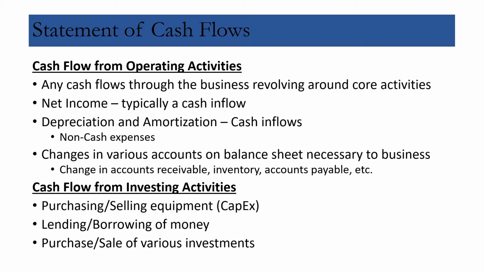Next, we have our cash flow from investing activities. This is the purchasing or selling of equipment. This is referred to as CapEx. CapEx is capital expenditures. So if I were to purchase equipment, that's a cash outflow because I'm spending money. If I were to sell equipment, it's a cash inflow. I'm getting rid of the equipment and I'm getting cash. And again, that's how I want you to think about these different accounts on the statement of cash flows.